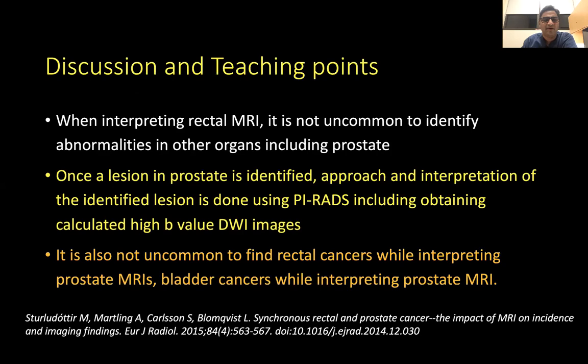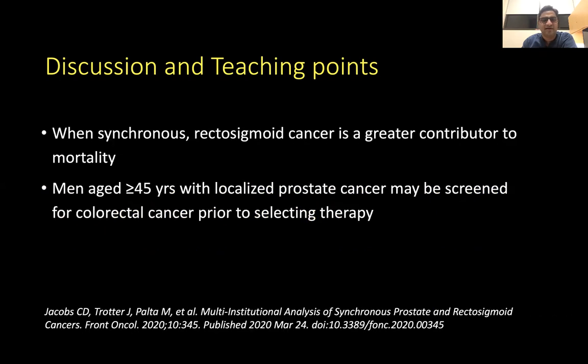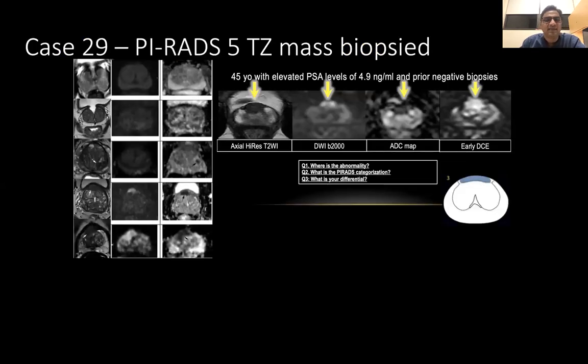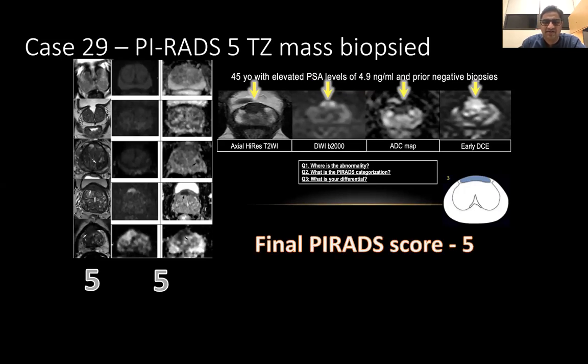And so when interpreting rectal MRI, it's important to pay attention to the prostate. When interpreting prostate MRI, pay attention to the rectum, and look at the bladder as well. So you can have cancers in either of these locations, so it's important to pay attention to these things. And when synchronous, the morbidity is generally caused more by rectal cancer rather than prostate cancer. So it's important to keep that in mind. And it's also important to keep in mind that prostate cancer can be associated with colorectal cancer in patients with Lynch syndrome and men with germline variants of DNA mismatch repair genes. And this is one of the earlier patients we saw here. And so this was biopsied in the transition zone mass here.